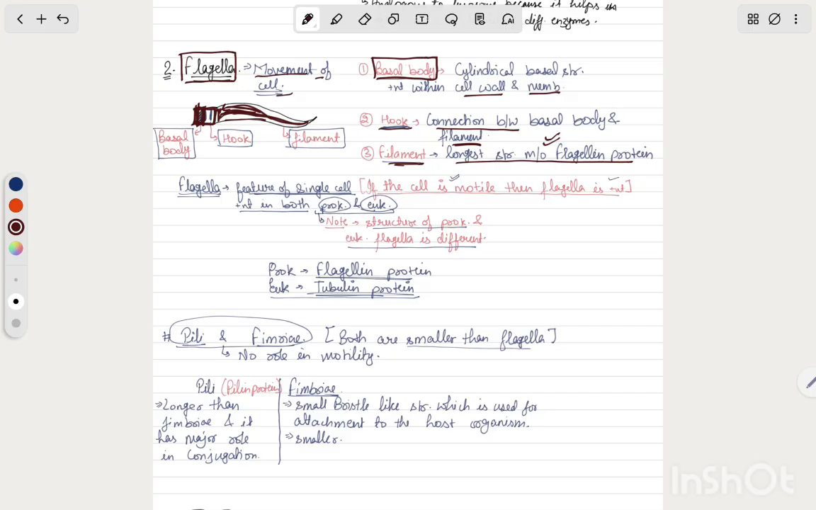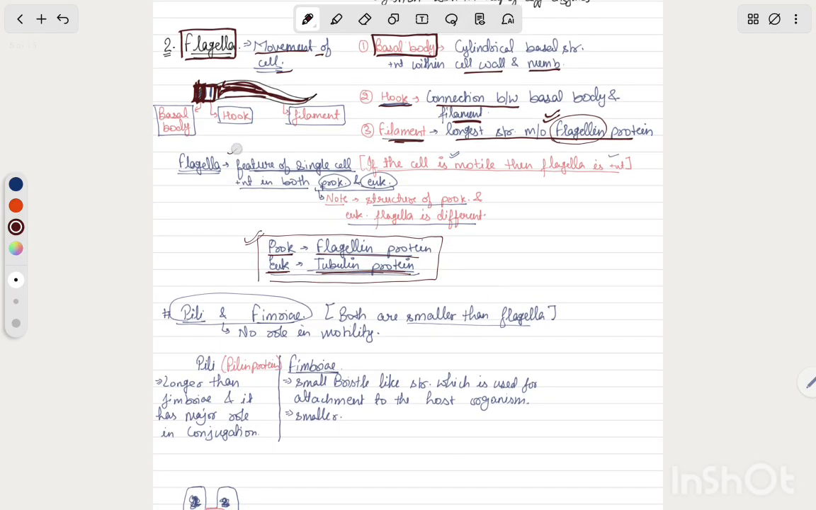That is the major difference if we talk about prokaryotic and eukaryotic flagella. Prokaryotic flagella is made up of flagellin protein, while eukaryotic flagella is made up of tubulin protein. That is the difference between these two flagella.